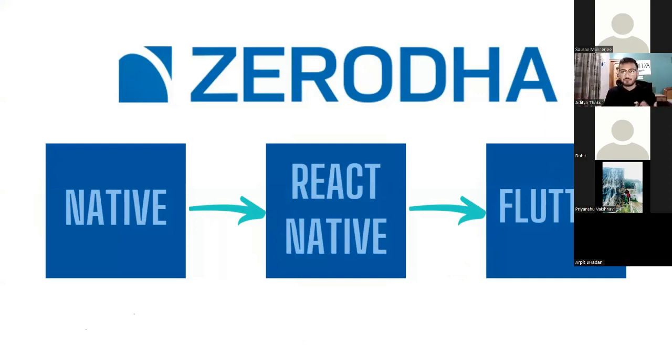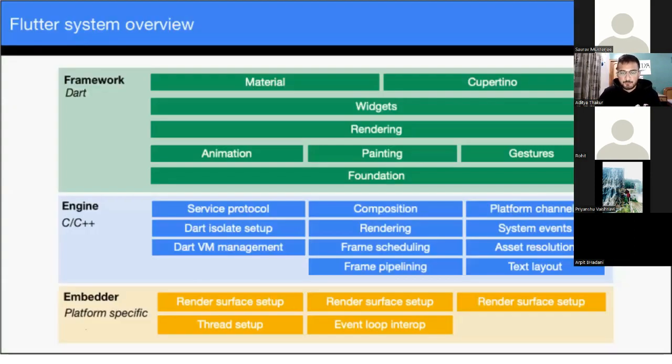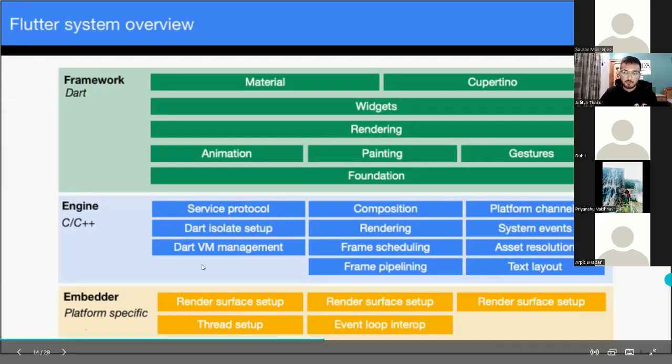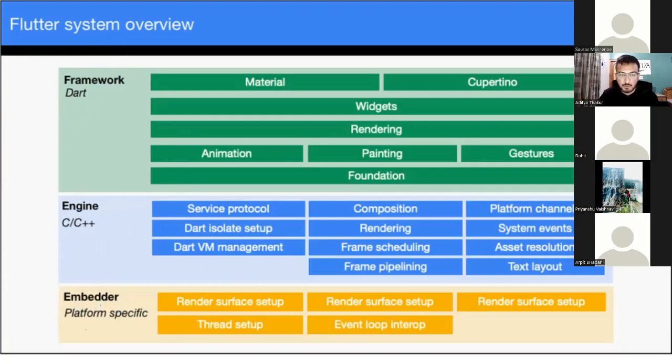So this is the system overview, and just off the bat, it doesn't make any sense. But what I want you to look at is that there is the framework, which has a programming language, Dart. Then there is an engine which manages most of the stuff for us, and then there is an embedder which is mostly platform specific, the platform you're trying to run your app on.